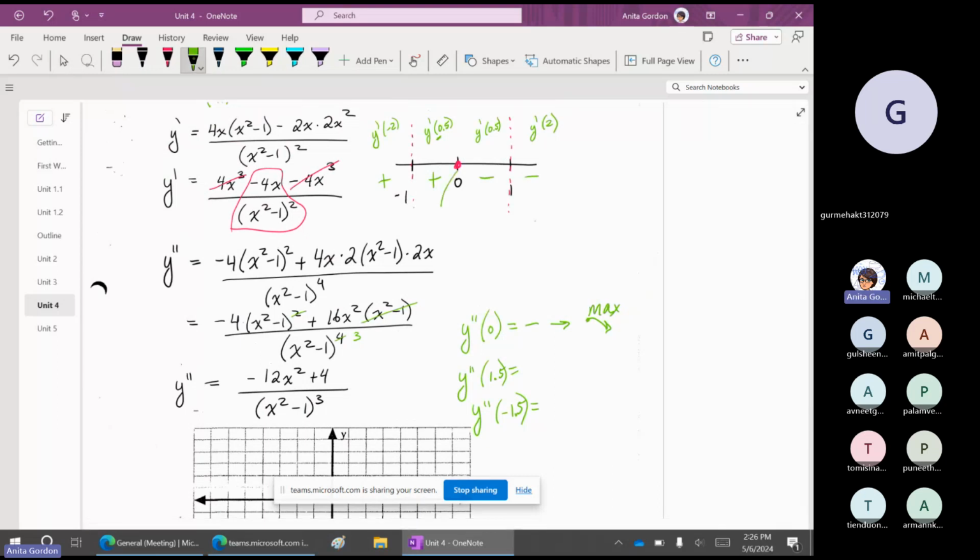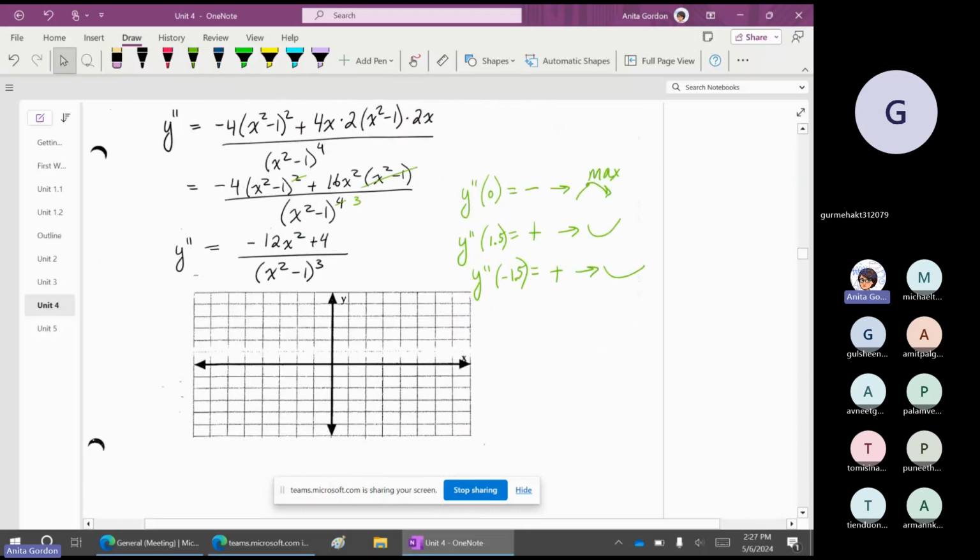We know that 0 is going to give us a maximum, right? It's going to look like this. But what's happening on the other sides? When y double prime is positive, you should get a positive number, meaning it's concave up. And you should get a positive number here, meaning it's concave up as well. Okay, so it's not telling you there's a max or min, it's just telling you that it's going to swoop in that direction.